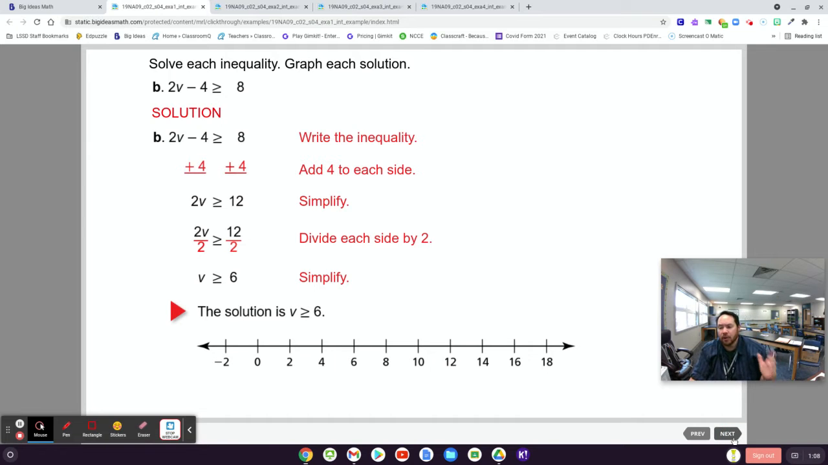When you graph it, open or closed circle? Yeah, closed circle, because it can include 6. And then will the arrow go right or left? Yes, the arrow will go right because it's any number that's bigger than or equal to 6. So it's all of these ones.